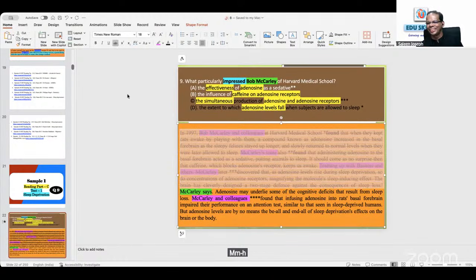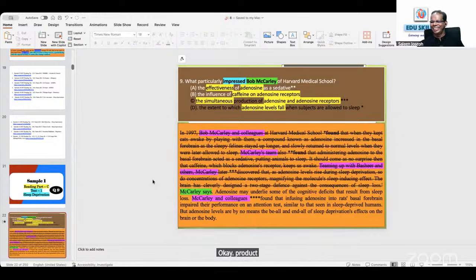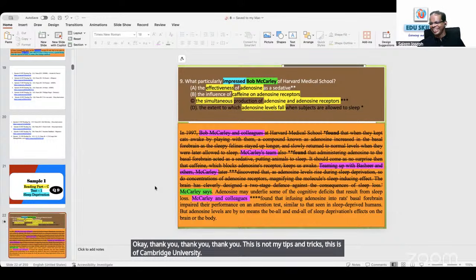Easy. Other sticks and tips are good to save time. Thank you. This is not my tips and tricks. This is of Cambridge University. They taught us this.